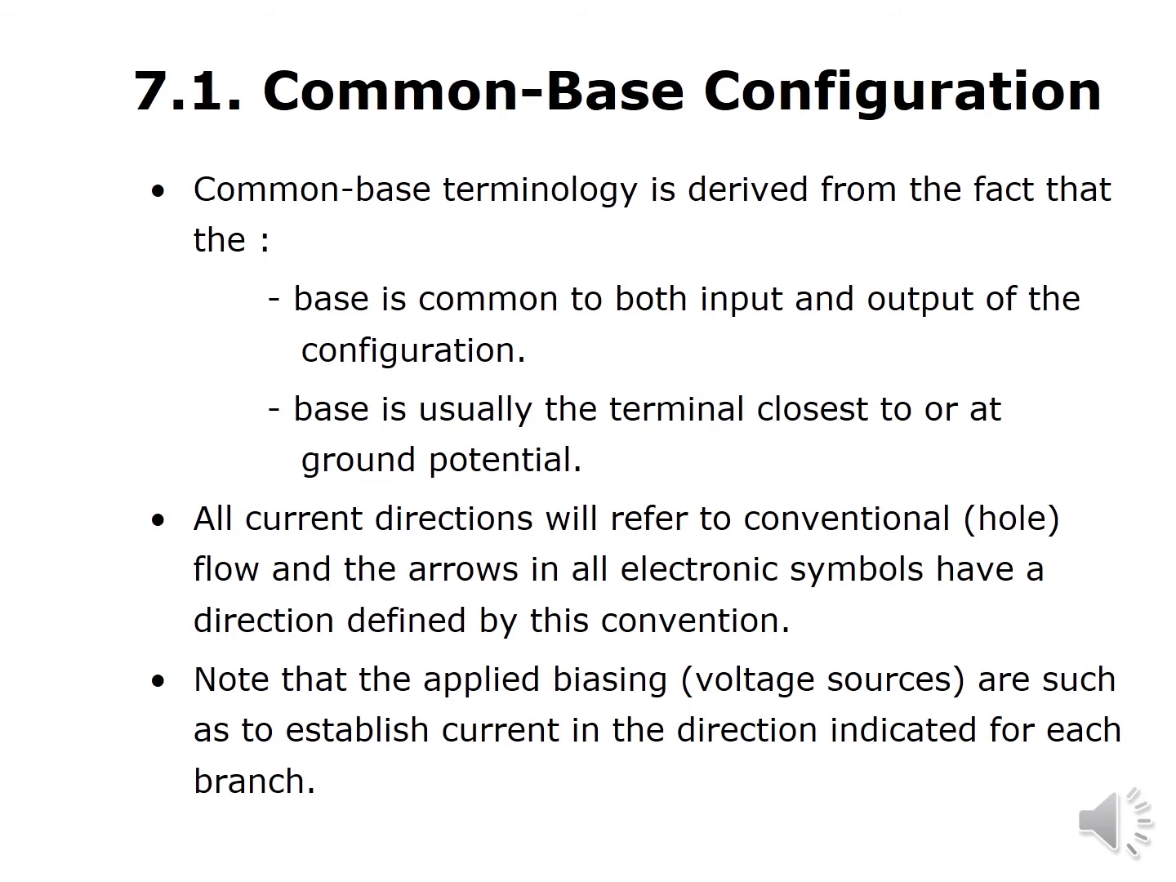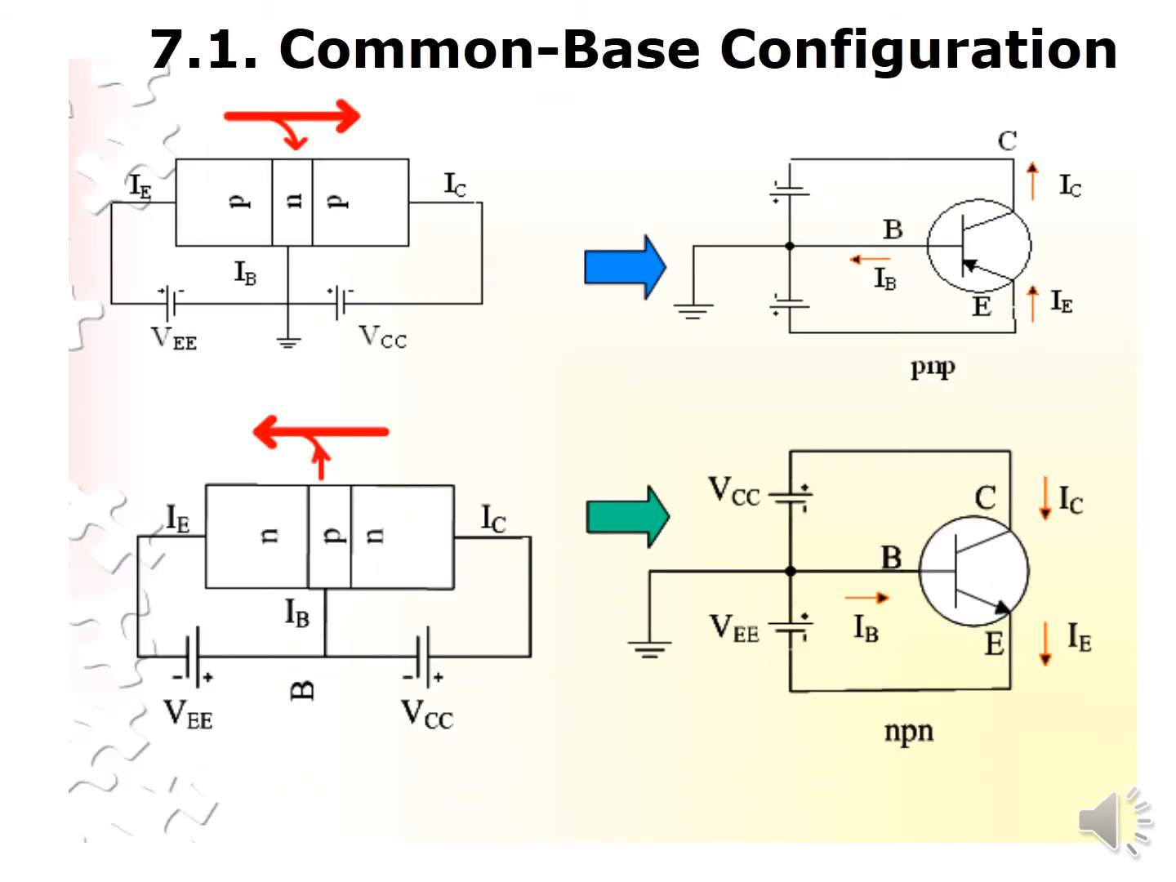So we bias such a circuit so that we establish the current in the direction which is required for each branch. For a PNP configuration, you see that the arrow is pointing into the transistor, showing that our holes are moving in that direction because it's a P, right? N and P. For NPN, electrons are moving in that direction, so our current is moving in the opposite direction. So this arrow will show you the direction of the conventional current.